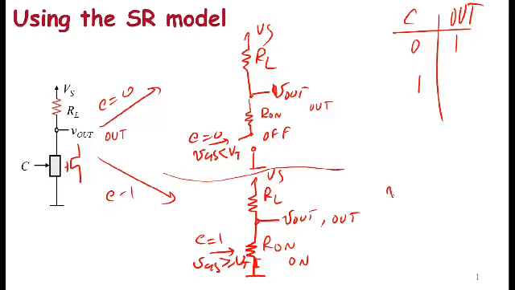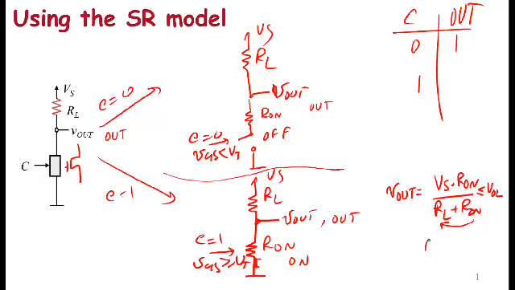When C is a 1, V out is a voltage divider action between RL and R on. So V out equals VS times R on divided by RL plus R on. Just by looking at it, I cannot say whether the output is going to be a 1 or a 0. But let's make the assumption that R on is much smaller than RL. Then I can make this expression less than VOL.